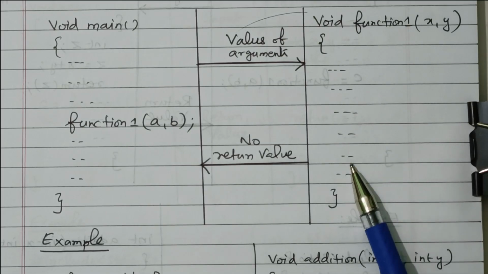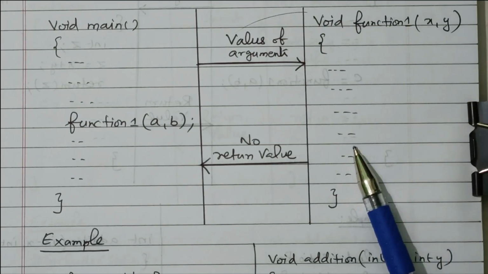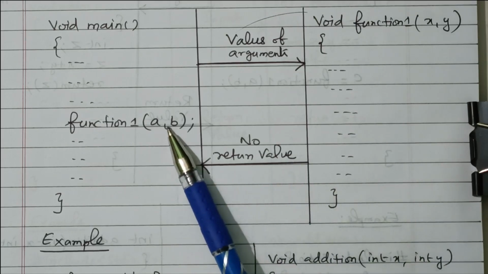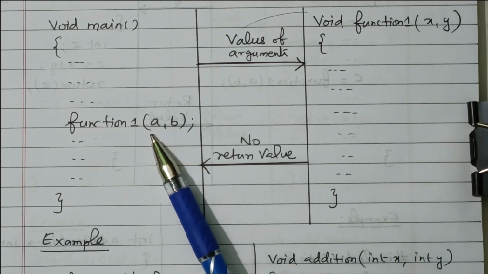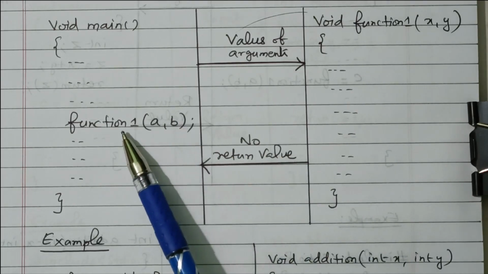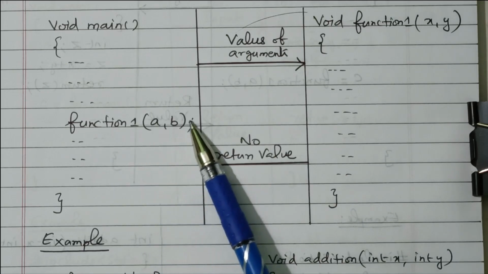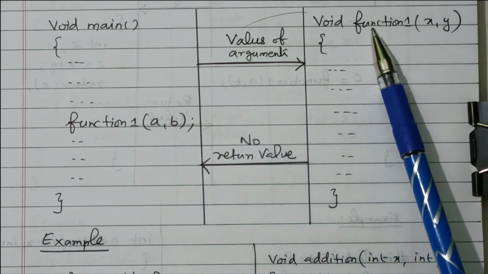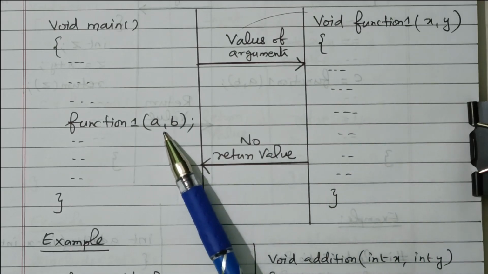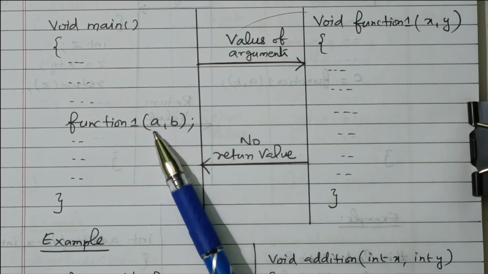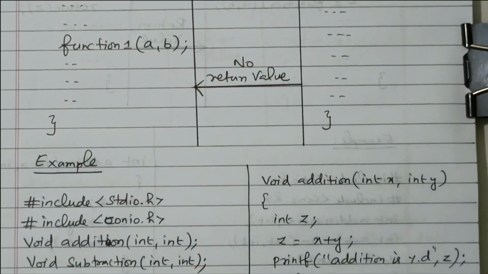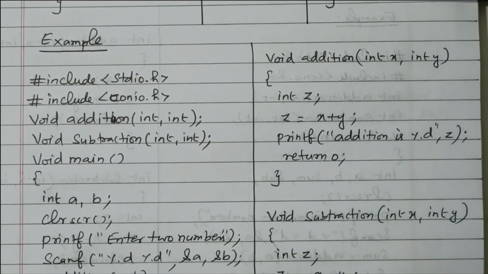After executing all the instructions, the control will transfer again to the calling function from the called function, right? But it does not return any value. So in the main program, we are calling the function and sending two parameters. The control will transfer here. It will execute the set of statements, and the control is transferred back here, but does not return any value. So this is the second category. Now we'll see an example program so that we are able to understand clearly.